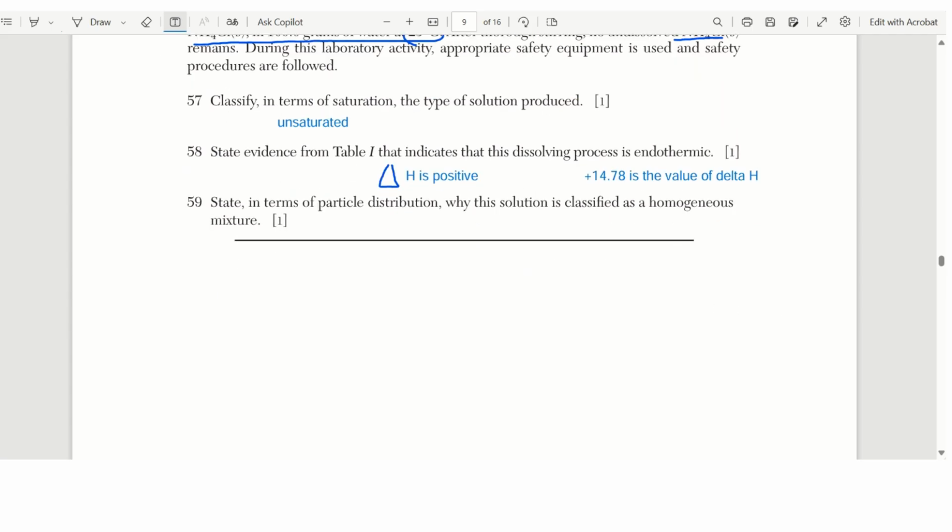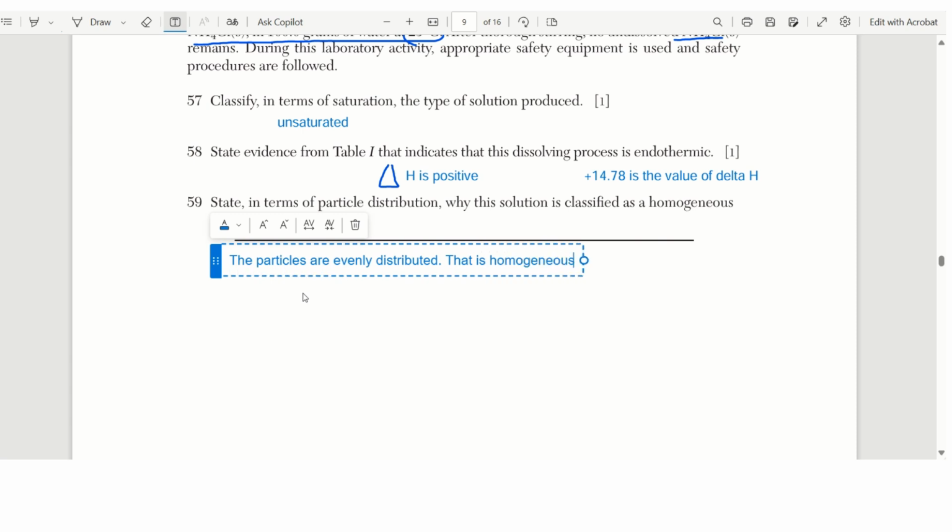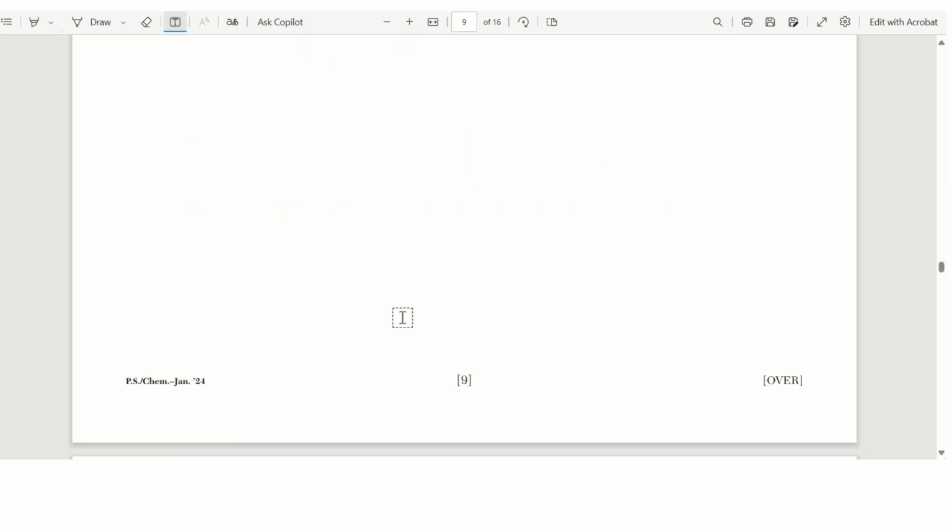And state in terms of particle distribution why this solution is classified as a homogeneous mixture. The particles are evenly distributed. That is homogeneous. So it is homogeneous when the particles are evenly distributed. So mixed uniformly, mixed evenly, something like that.